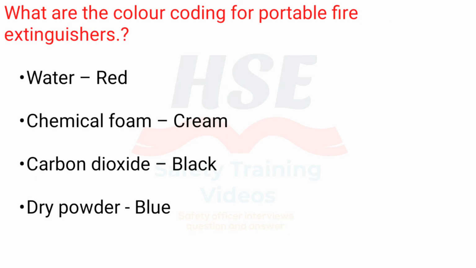What are the color coding for portable fire extinguishers? Water, red. Chemical foam, cream. Carbon dioxide, black. Dry powder, blue.